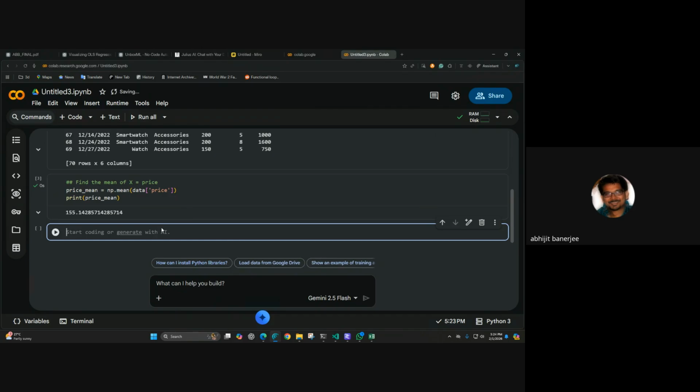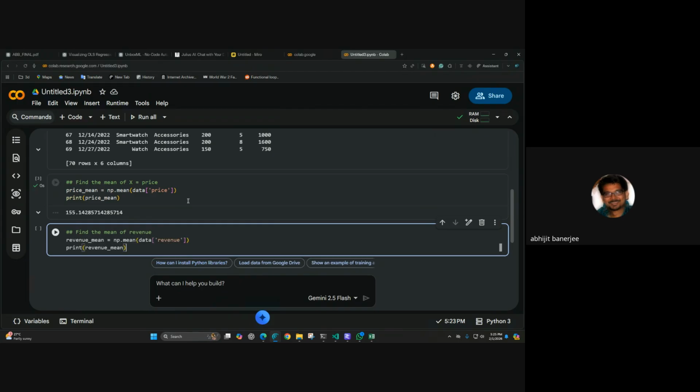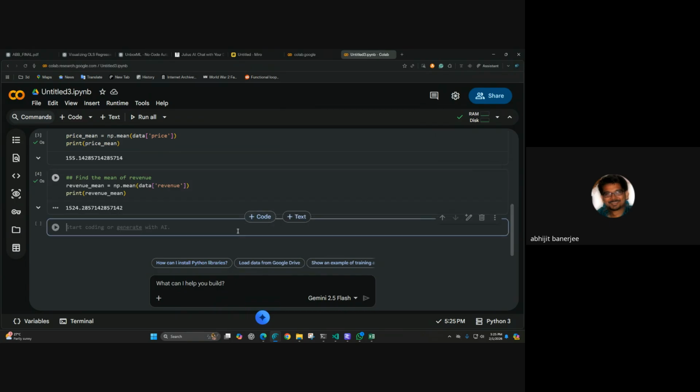Now what we have to do, the second step, is find the mean of my Y variable. Y is my revenue. So revenue mean is data revenue. And that is this. What was the next thing? I had to do the summation of X minus X mean and Y minus Y mean.